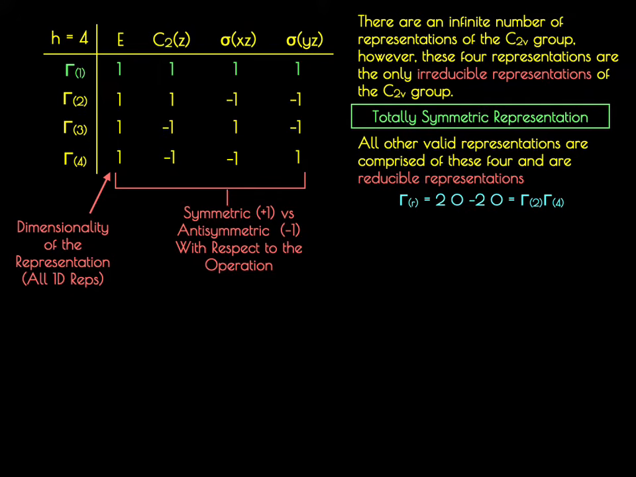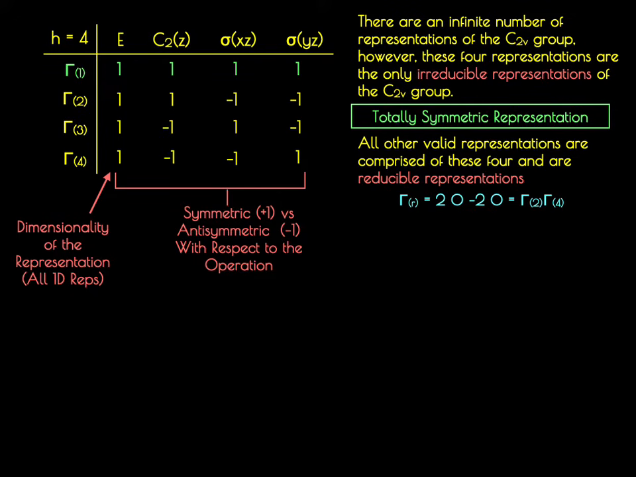Remember, these characters are matrix traces, so a matrix trace of 1 for an identity element can only result from a one-dimensional matrix, so a scalar. Therefore, all 4 of these representations are one-dimensional representations. If E happened to be 2, it would be a 2-dimensional representation, the trace of a 2x2 matrix. If it was 3, it would be a 3-dimensional representation, the trace of a 3x3 matrix.